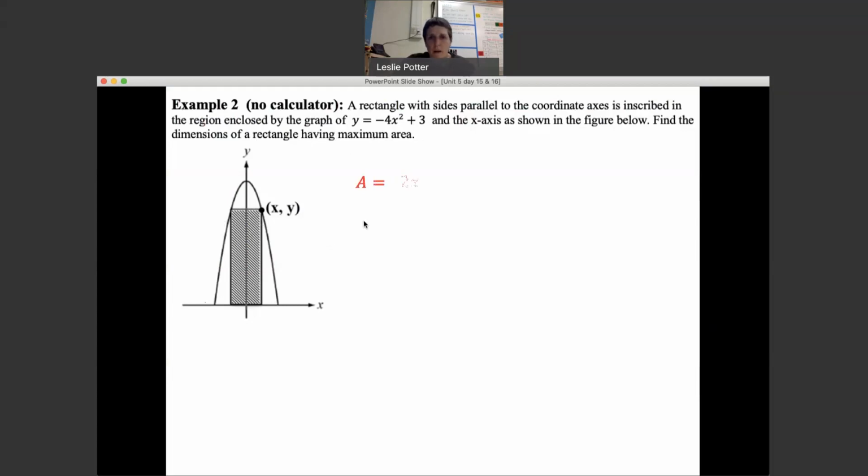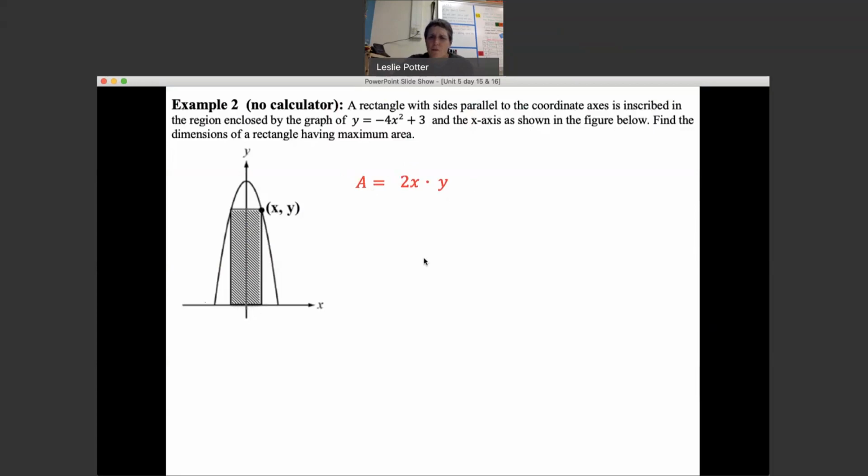So that being the case, we know that the area of this rectangle is base times height. Well, the base is 2x, because since this is the coordinate axis, it's over from the y-axis. So we're over x in each direction, which means we have a length of 2x. We have a height of y, which is the value of the function. So there is the model or the formula I need to maximize.